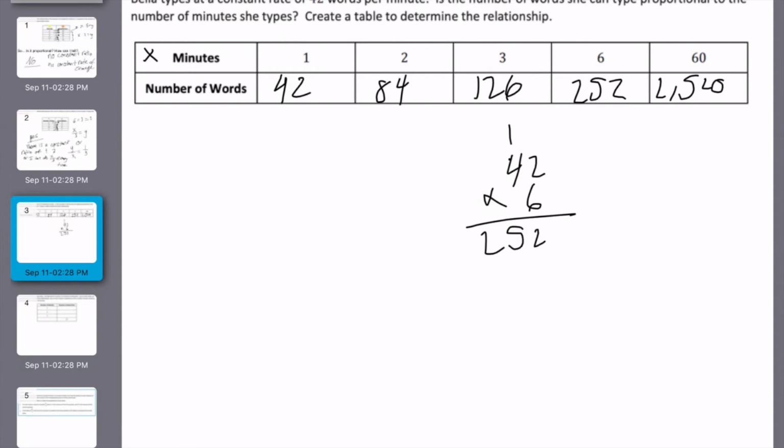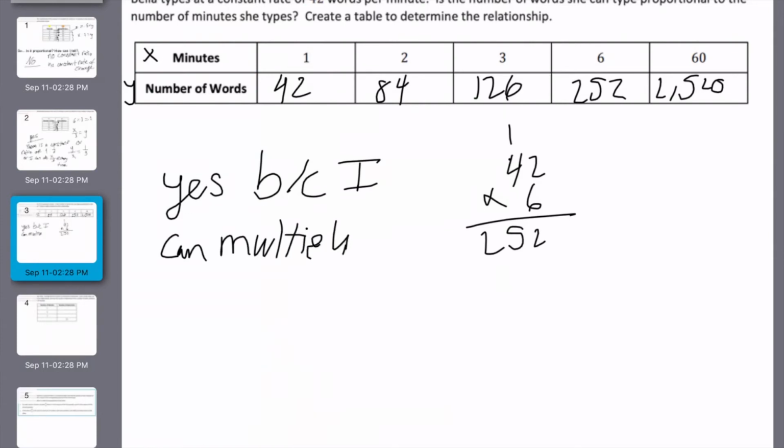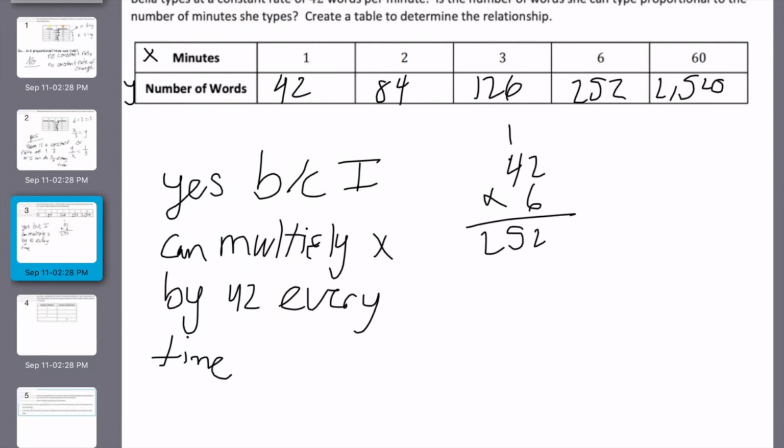So is this relationship proportional to the number of minutes she types? Well, yeah, it is. So if I were to make that x and y, yes, because I can multiply x by 42 every time. That was a horrible y. So I can do 42 times x gives me my y value.